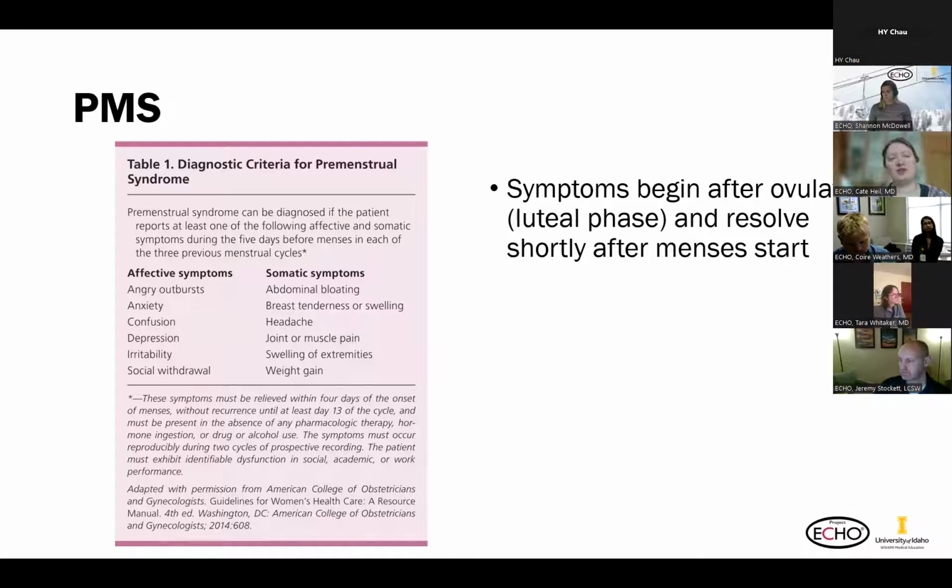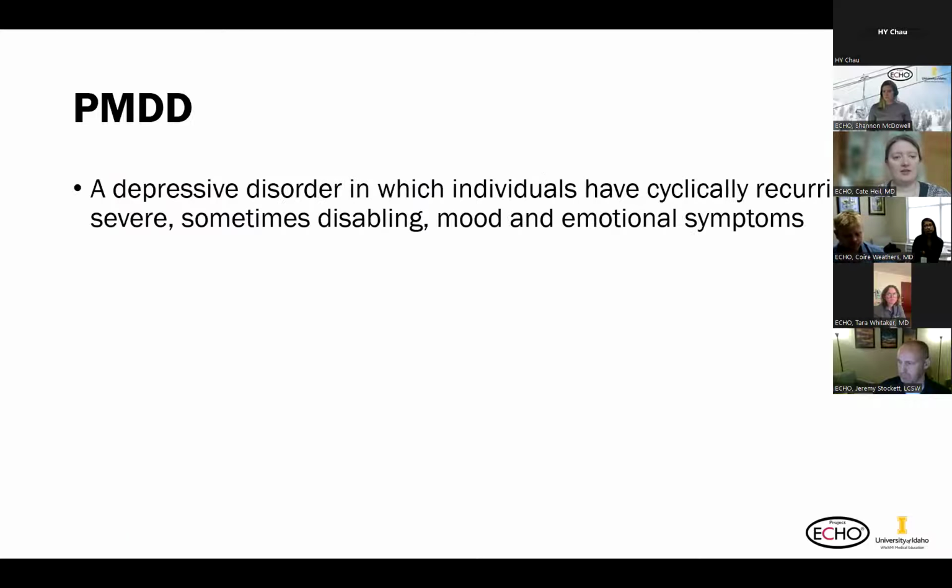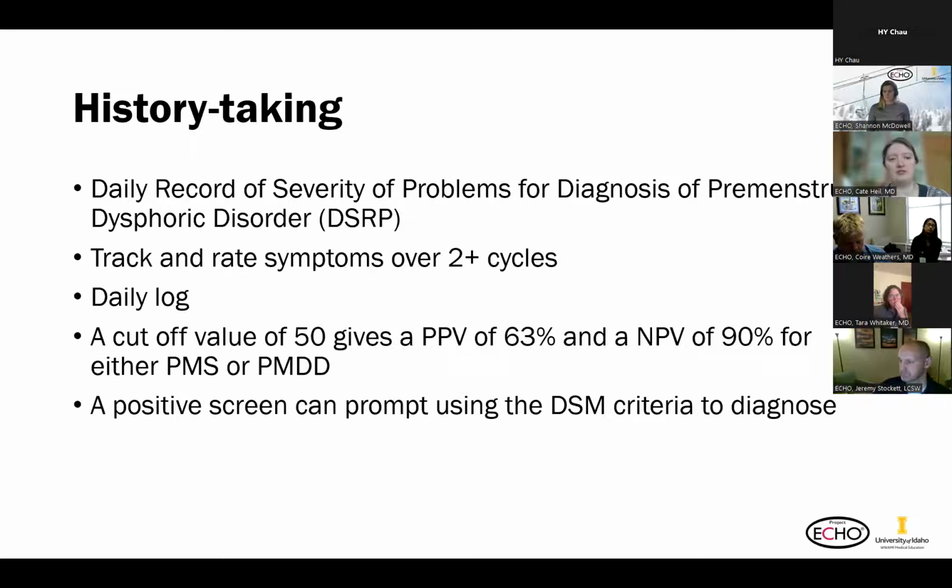Okay, so I'm going over the diagnostic criteria for PMS. There's this chart here, which includes both psychiatric and somatic symptoms. And again, the symptoms begin after ovulation and resolve shortly after menses starts, so that would be the luteal phase. And then PMDD is a depressive disorder in which individuals have cyclically recurring severe, sometimes disabling mood and emotional symptoms, again during the luteal phase.